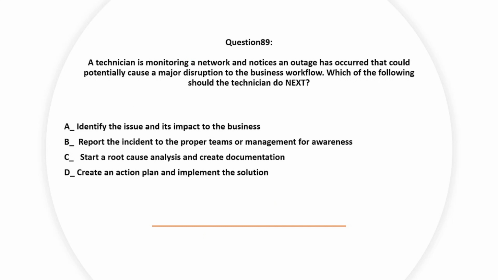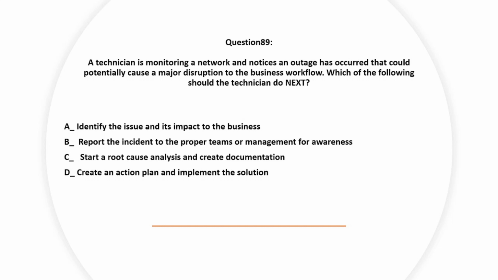Question 89. A technician is monitoring a network and noticed an outage has occurred that could potentially cause a major disruption to the business workflow. Which of the following should the technician do next? A. Identify the issue and its impact to the business. B. Report the incident to the proper teams or management for awareness. C. Start a root cause analysis and create documentation. D. Create an action plan and implement the solution.